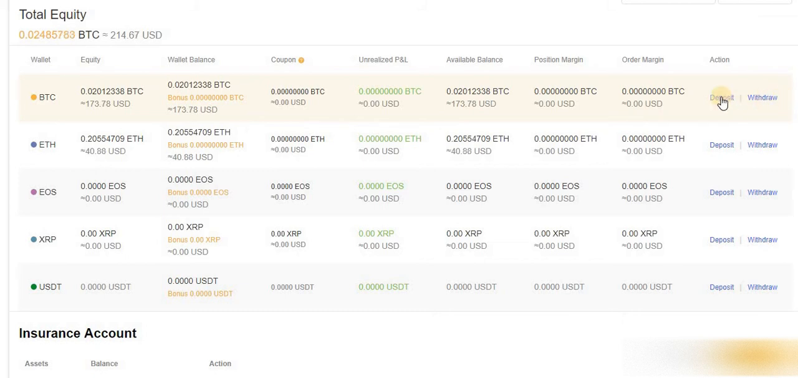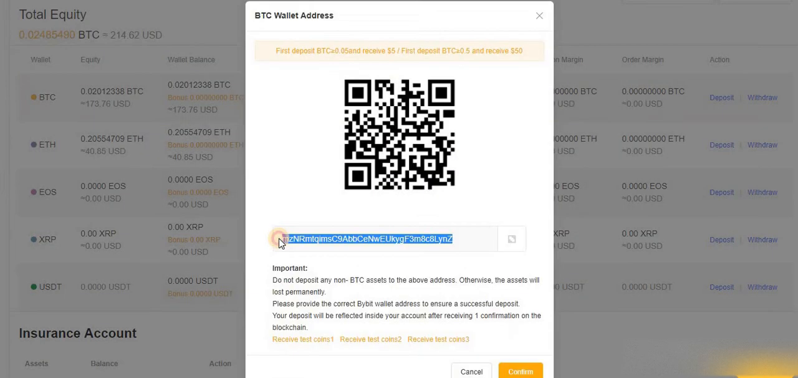Now to deposit, click on deposit. This is your wallet address. So to deposit, you just have to copy your wallet address. You can take it to your Luno wallet, you can take it to your Binance wallet, you can take it to any of your wallets. When you go to your individual wallet, you would have to send it.